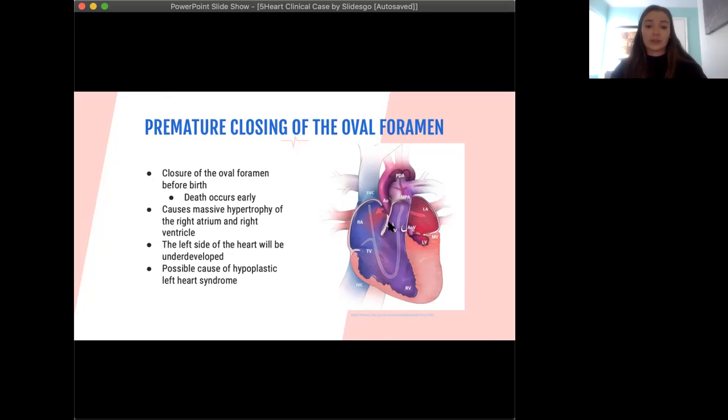I just wanted to include this because it shows what we were talking about, the extreme hypoplasia of the left side versus the very large dilation and hypertrophy of the right side circulation.